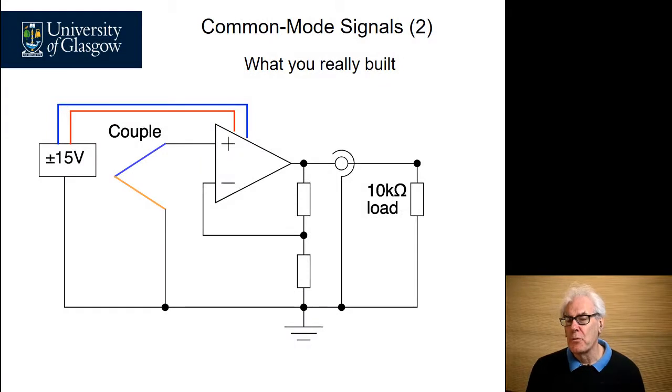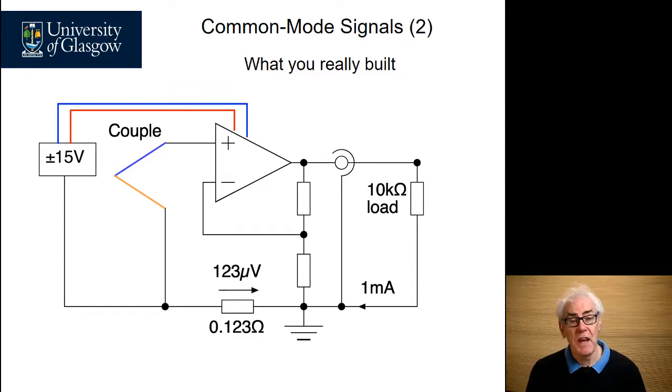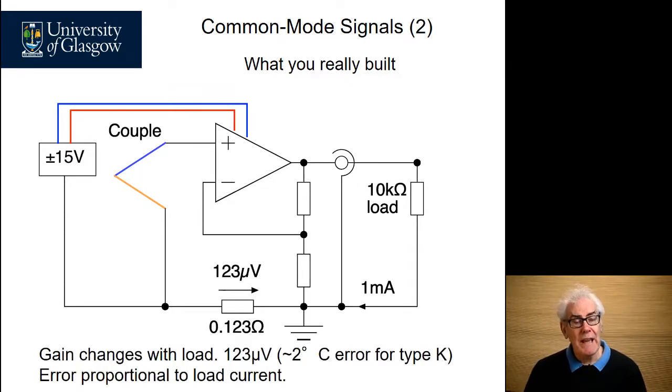So let's look at what you've really built. Not what you drew in the schematic, but what you've actually built. You've actually placed a 0.1 ohm resistor in series between the load and the 0 volt terminal on the 15 volt supply rail. It's generating 120 microvolts across that because of the current. So we now have a gain change in our circuit here, which is actually causing about a 2 centigrade error for a typical K-type thermocouple. We have an error that is proportional to the load current. That's not what we designed.